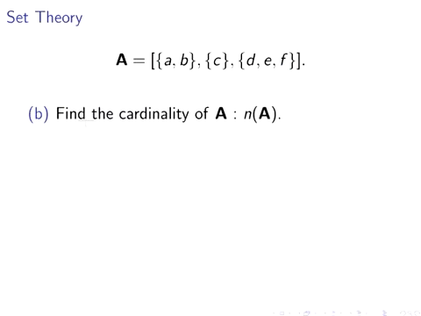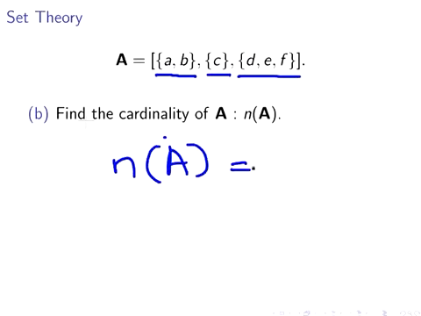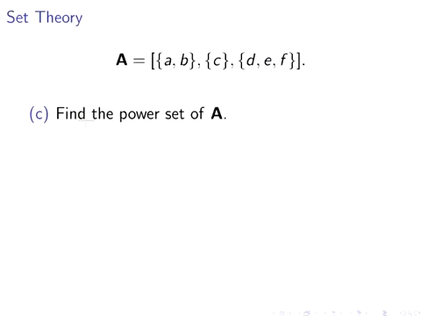Now this follows into the next one. What is the cardinality? The cardinality is the number of elements. How many elements do we have? As I just stated previously, there are three elements. So the n of A is equal to 3. Now, lastly, the power set of A.